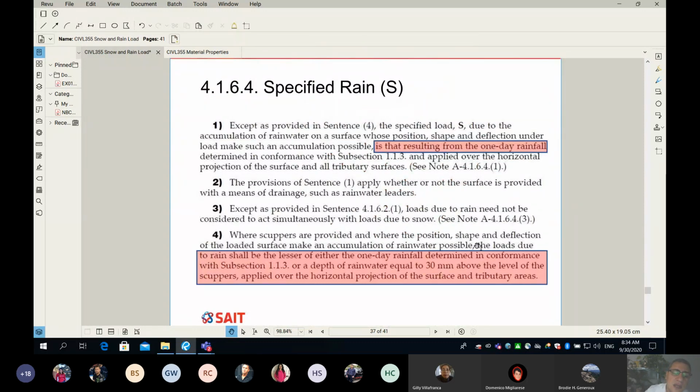Okay, so I will give you 2 minutes. I'll let you read my slide, which you can see on my screen. It is about what the code is saying about the rain load. Okay, so a couple of minutes. I will start the discussion one more time at 8:37.